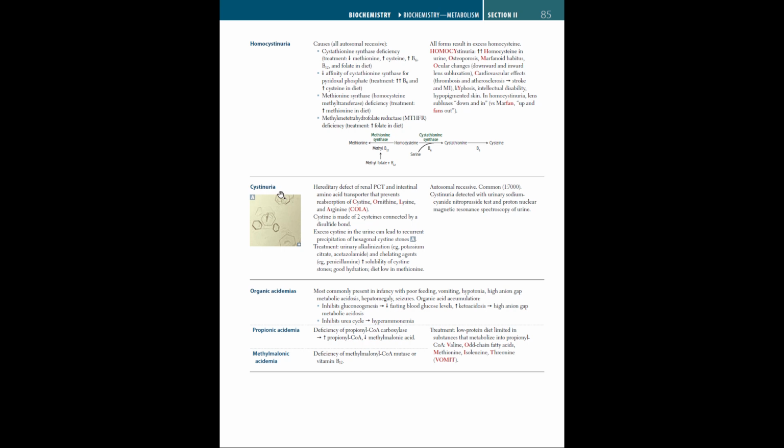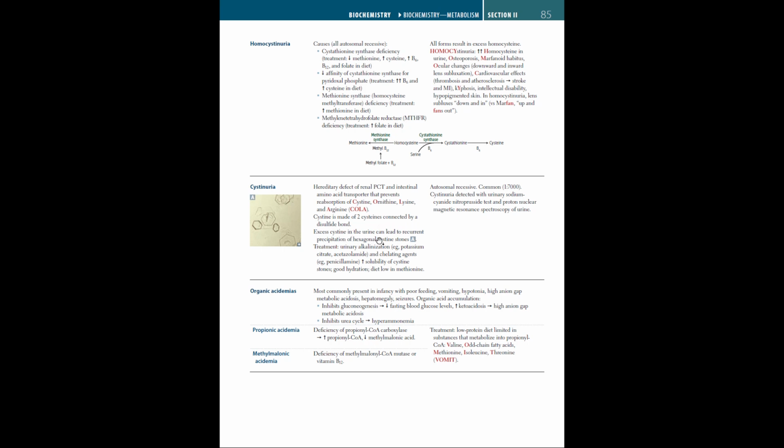Next, we have cystinuria, and this is a hereditary defect of the renal PCT and intestinal amino acid transporter that prevents reabsorption of cystine, ornithine, lysine, and arginine: COLA, COLA. Now, cystine is made up of two cysteines connected by a disulfide bond.